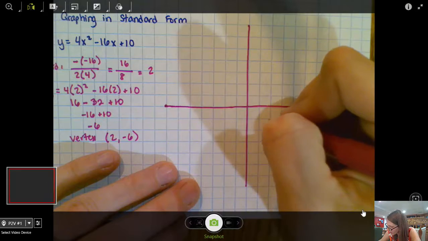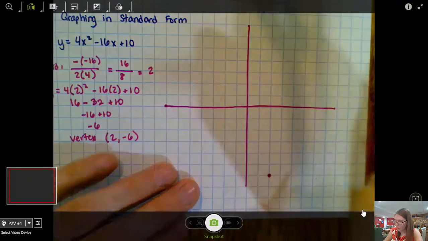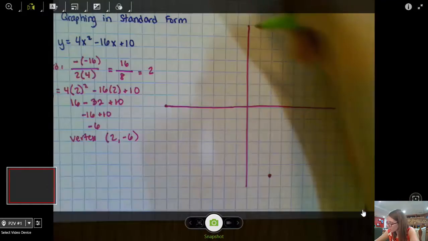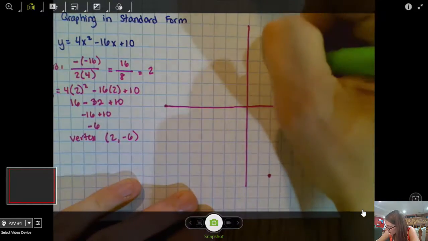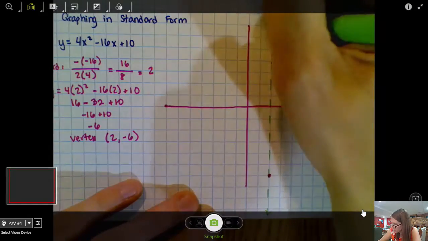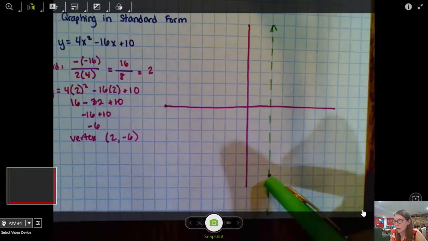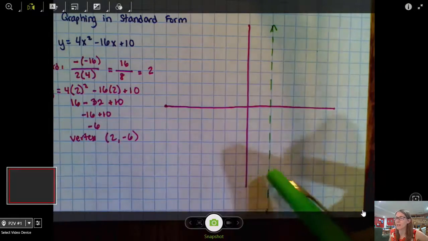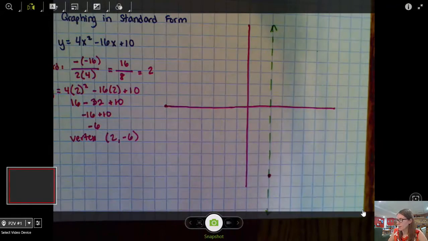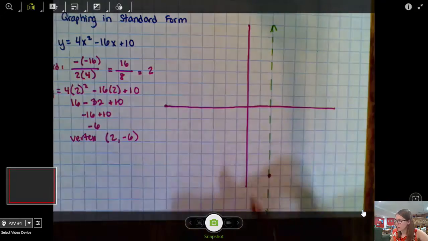(2, negative 6). Right here. Drawing my axis of symmetry again. And again, just like what we saw in example 2a, and in vertex form, now that I know my vertex, I can plug in some other x values that are near. And let's try plugging in 1 as an x value.